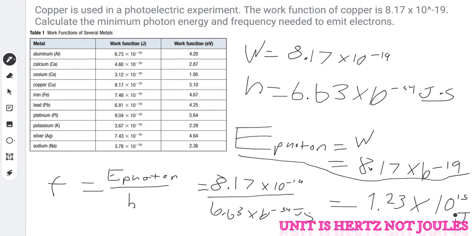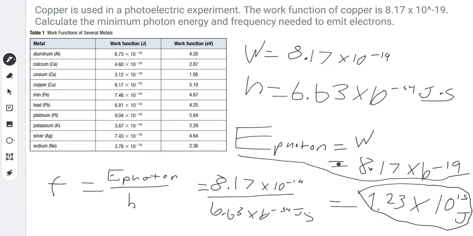And that's the answer. So the minimum energy needed to emit electrons is 8.17 times 10 to the power of negative 19 joules, corresponding to using light with a frequency of, and we got, 1.23 times 10 to the power of 15 hertz.